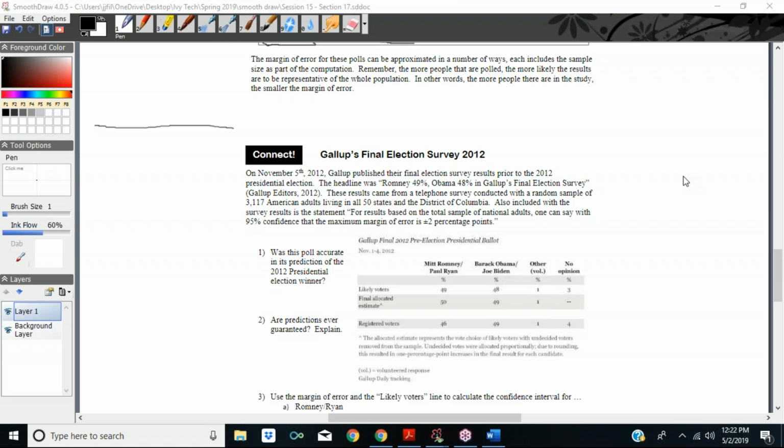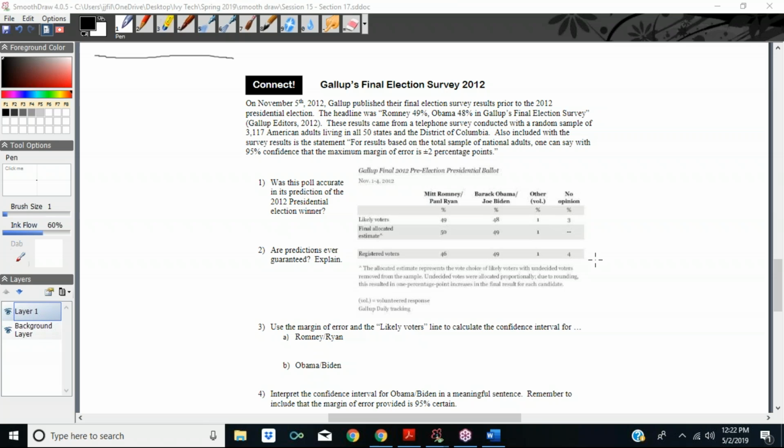So let's look at this poll, what we have here. We have likely voters, and in the likely voters, it looks like Romney Ryan was 49%, Obama Biden was 48%, other was 1%, and no opinion was 3%. And registered voters 46, 49, and 1 and 4. So I think we're going to look at the likely voters in this particular series of questions.